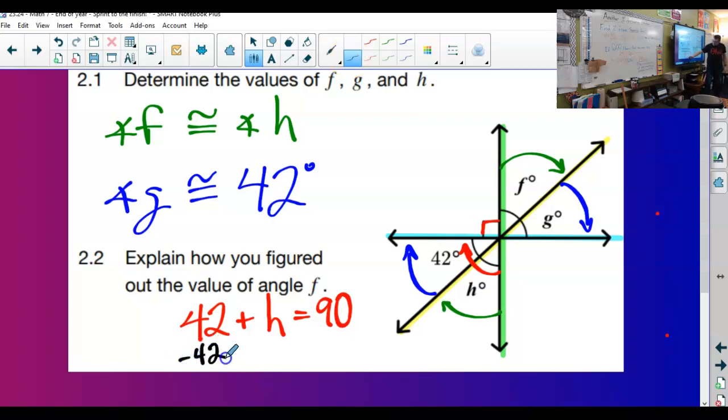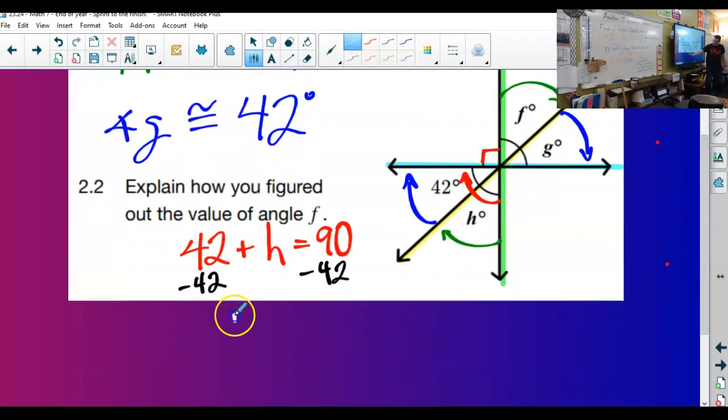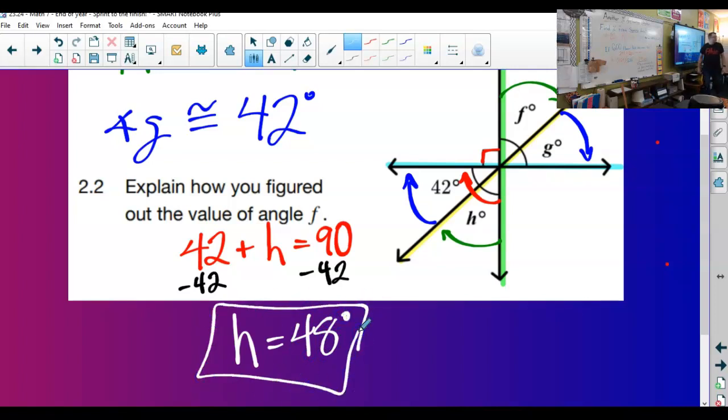So, Zane knows it, but if we didn't know it, we could subtract and then say, okay, well, what am I left with? H equals 48 degrees. Gotta get used to writing that degrees. You have the last 5 to work on con if you want.